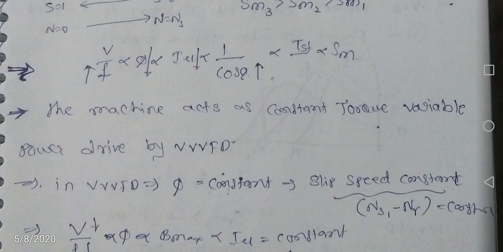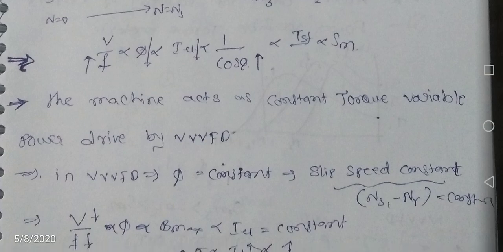So it is from the speed power torque equation. At below rated speed, power is variable, torque is constant. So variable voltage, variable frequency drive is a constant torque variable power drive.